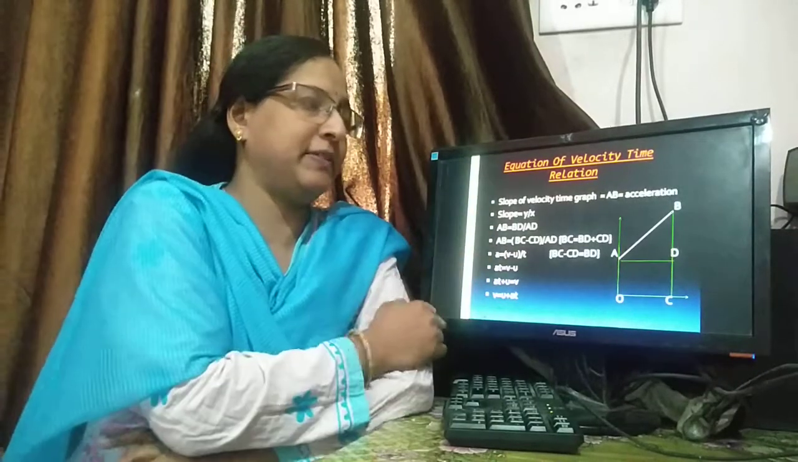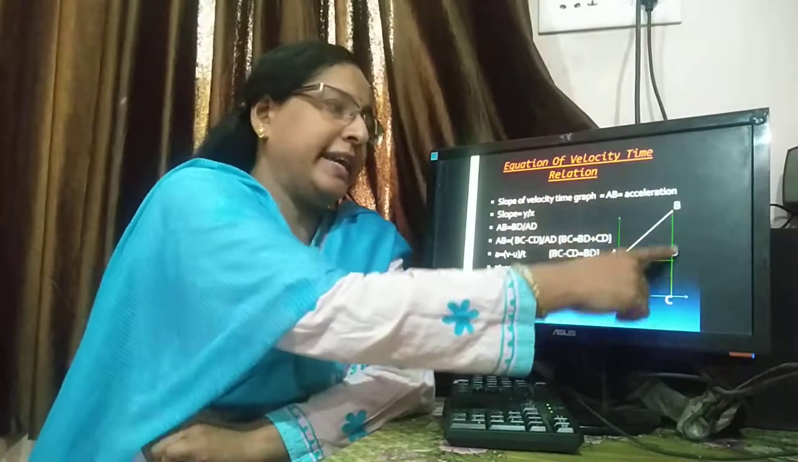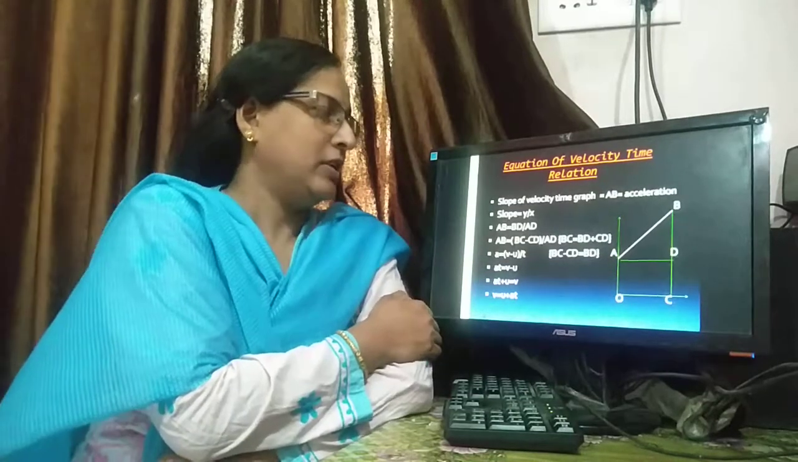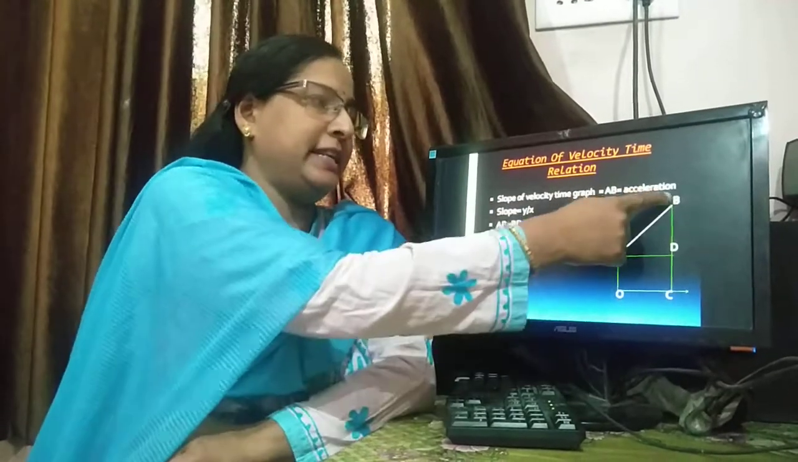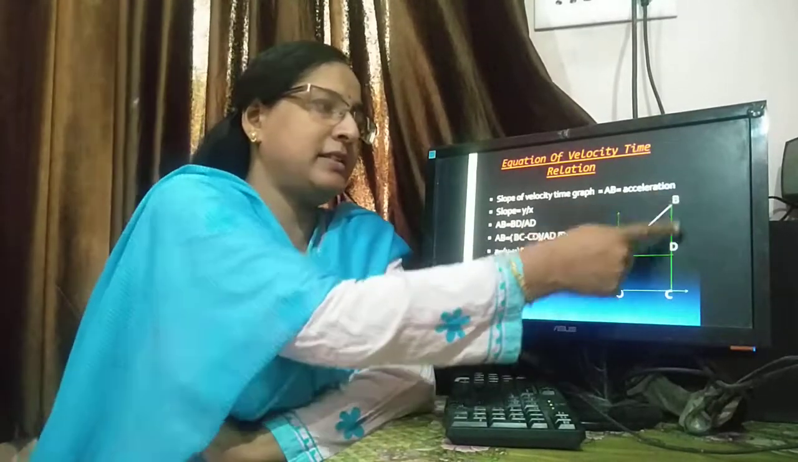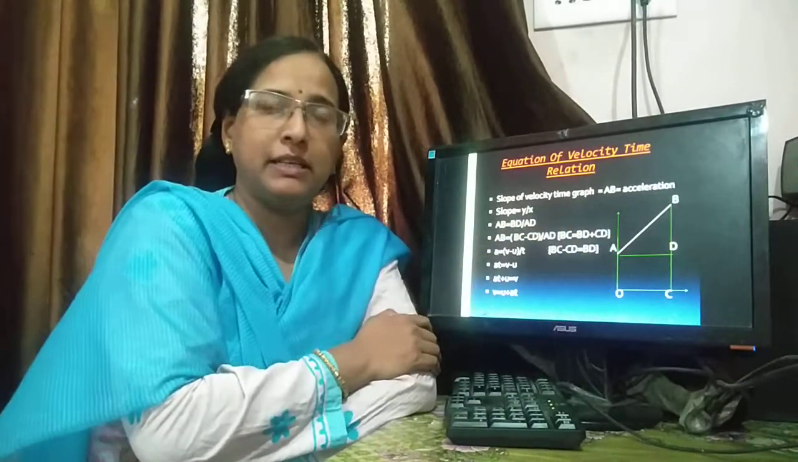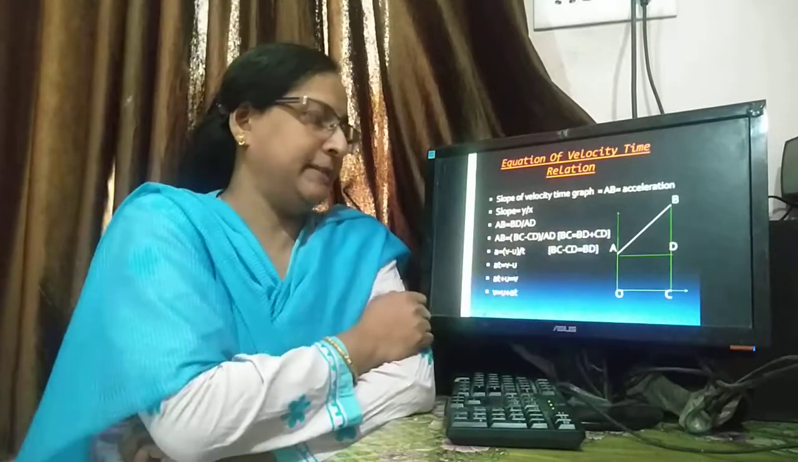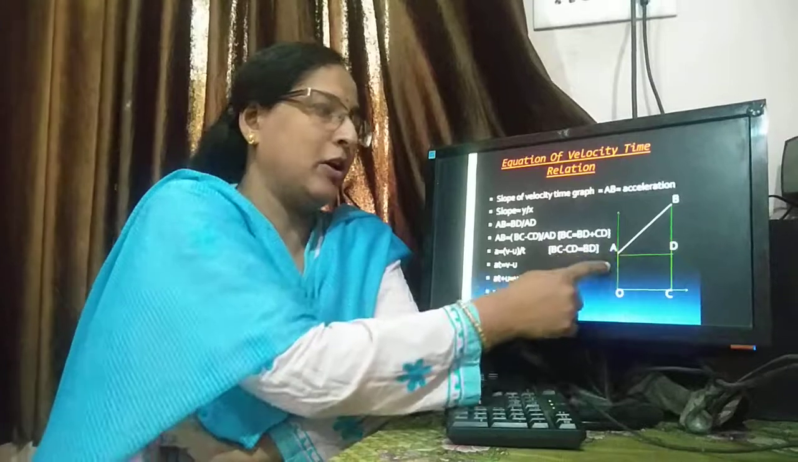And slope is given by the formula y-axis upon x-axis. Now, we need the slope of line AB. So, what is the y-axis here? It is equal to BD. And what is the x-axis here? It is equal to AD. So, BD upon AD.